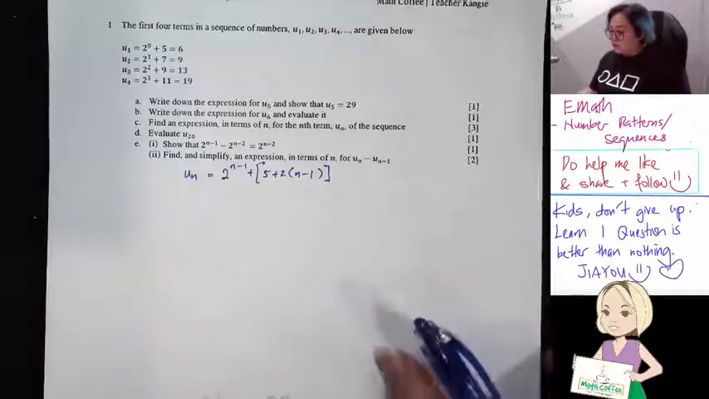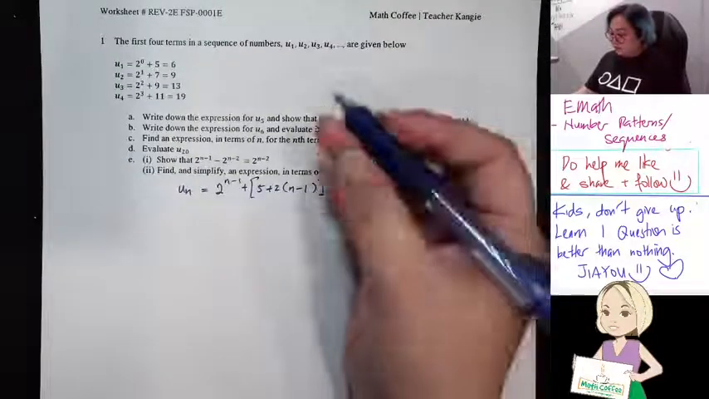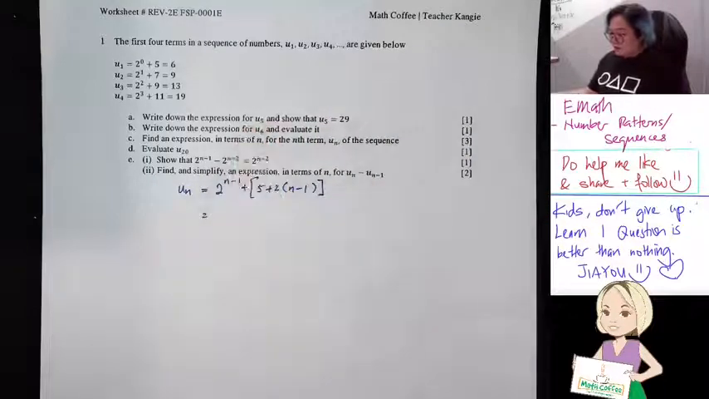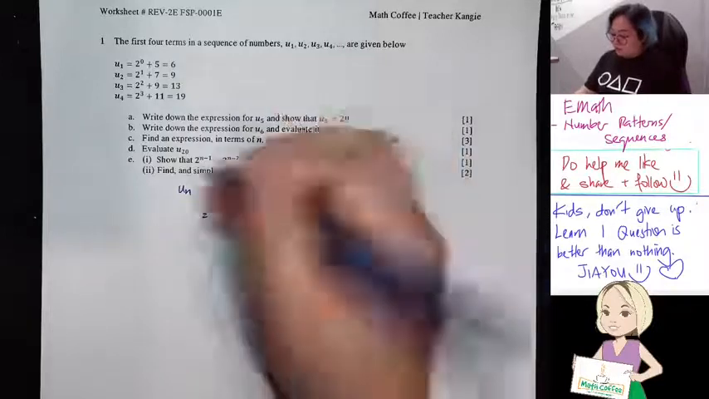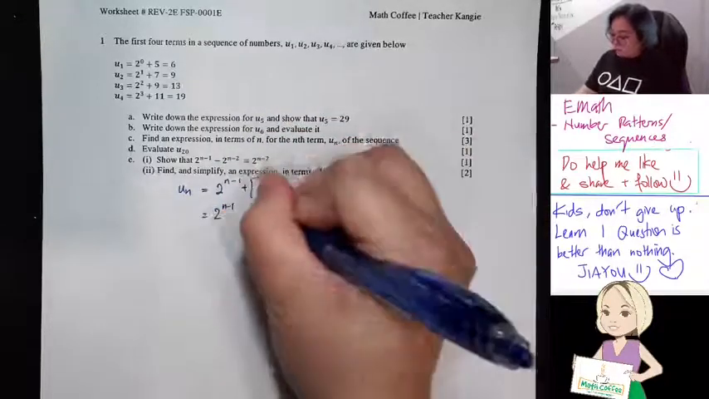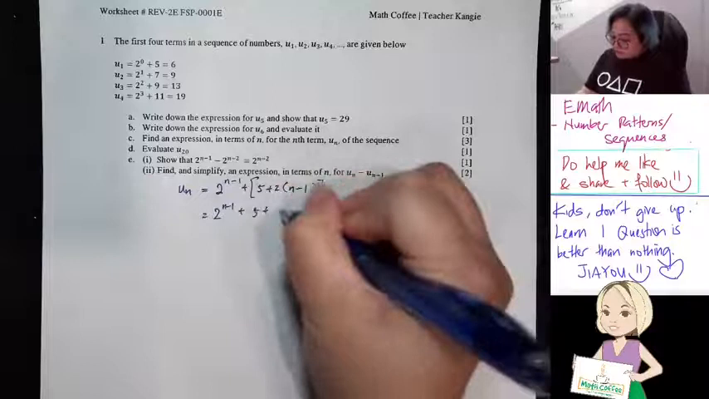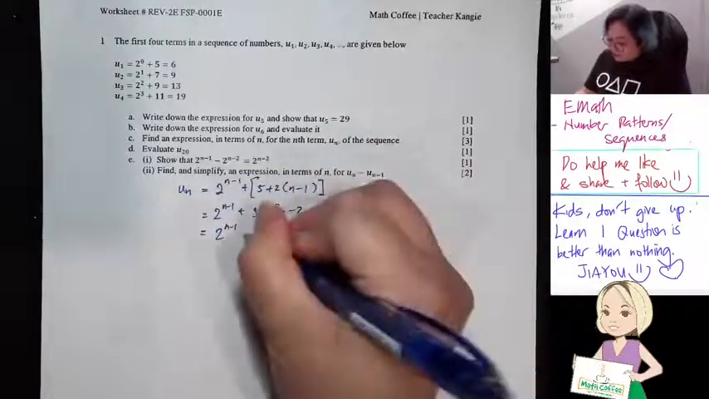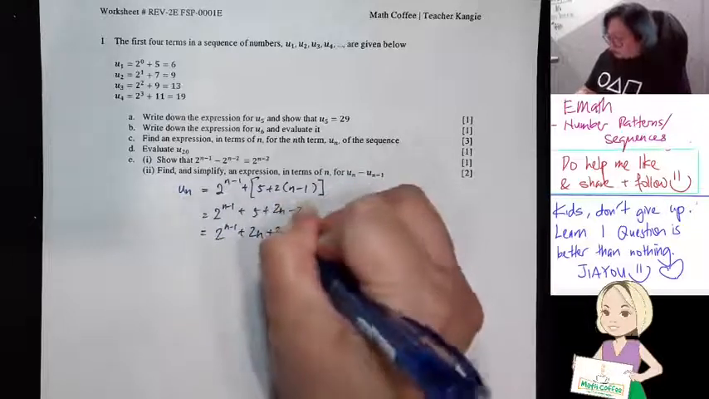So with this, let's simplify this. They ask you to find u_n. Let me simplify this one first. So this one is 2^(n-1) plus 5 plus 2n minus 2. So it will be 2^(n-1) plus 2n plus 3.